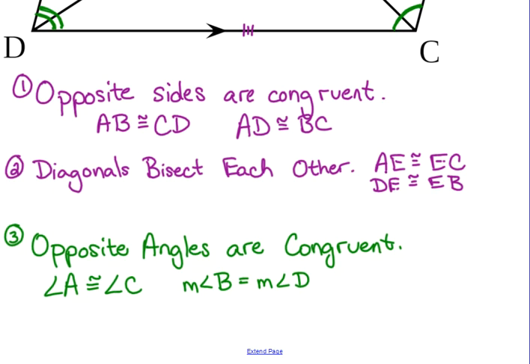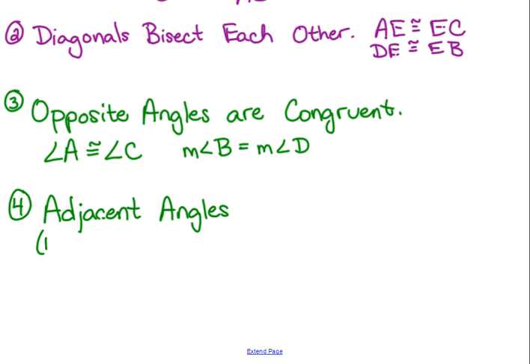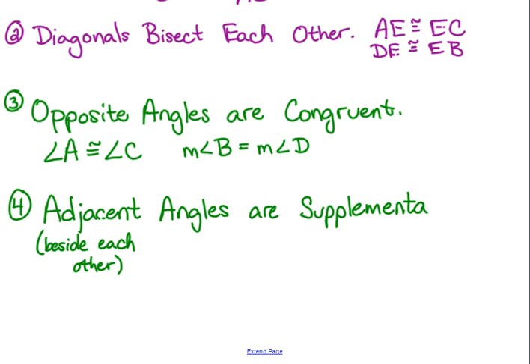Okay. Now, we can also talk about adjacent angles. What are adjacent angles? They're beside each other. Okay, opposite angles don't touch at all. Adjacent angles are beside each other. So adjacent, beside each other. Adjacent angles are supplementary. What does it mean to be supplementary? They add to 180 degrees. They add to 180 degrees.